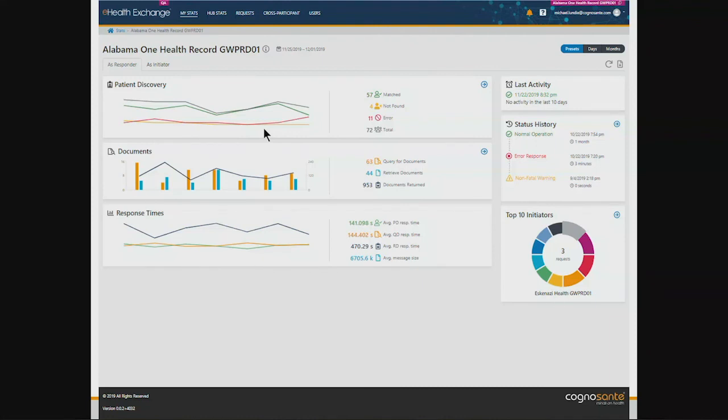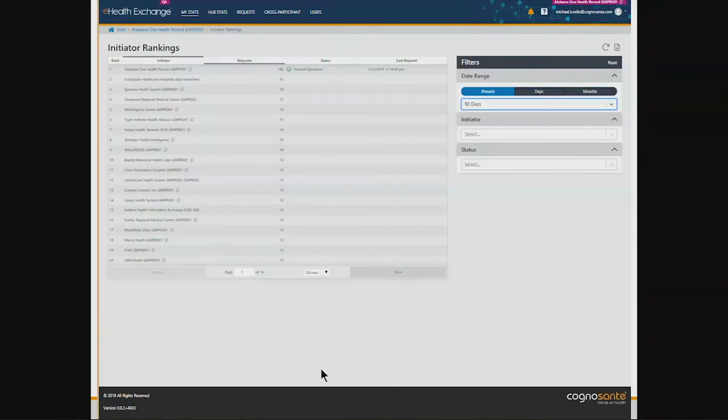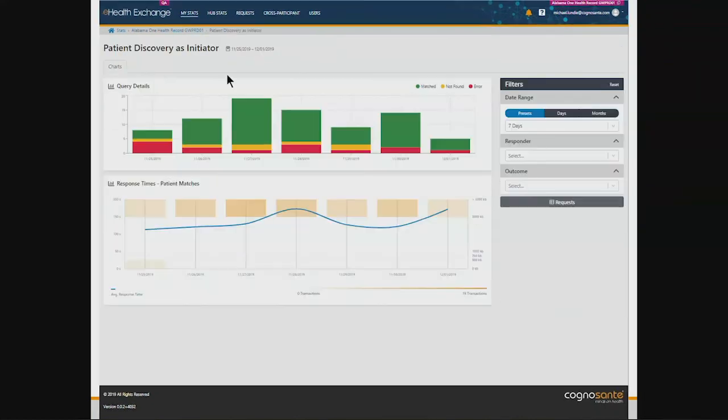Going back to the main screen, you can see on the top 10 initiators, you can drill down on that, and now you can get a complete list of all of the participants who have initiated requests for information from you as the participant, as a responder. So here's a list of those ranked high to low. Here's the patient discovery as initiator, very similar.